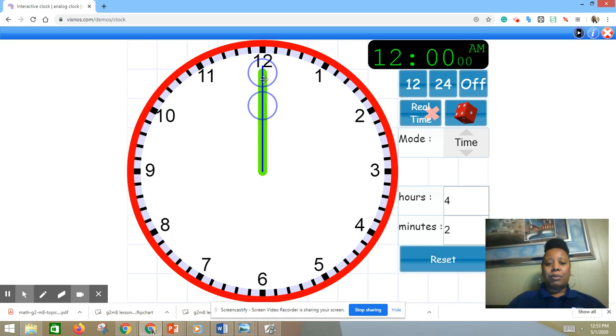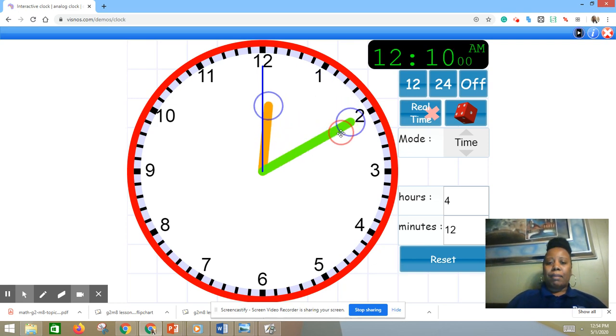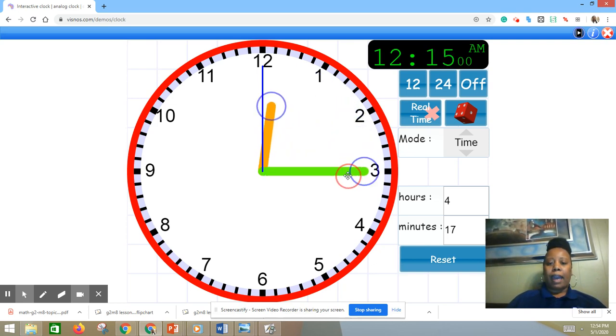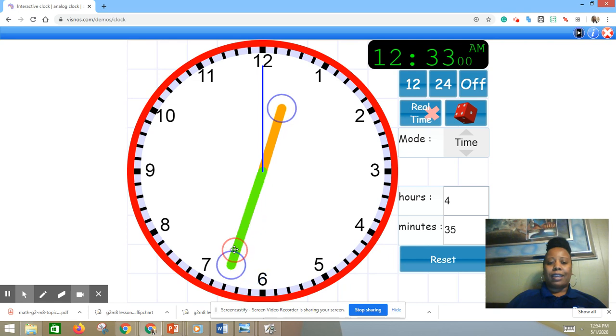Now I'm going to move my minute hand around the clock. My minute hand is the long hand. It's my green hand. As I move my minute hand, I want you to watch what my hour hand is doing. It's moving also, isn't it? It's moving towards the next hour.